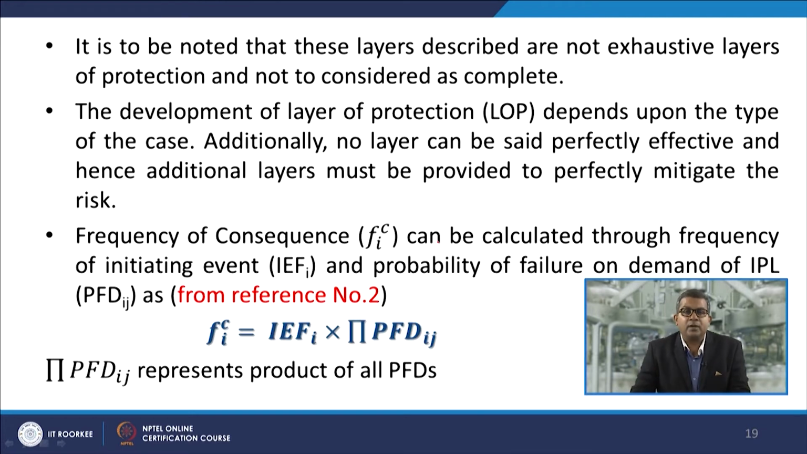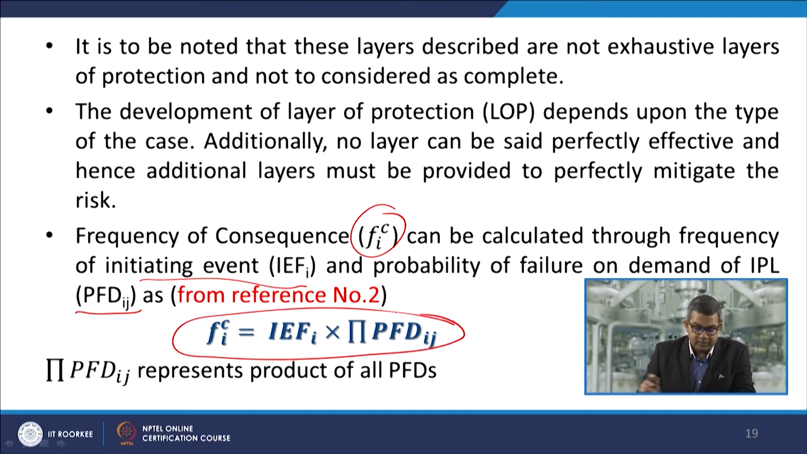So let us look at the frequency of consequences, sometimes referred to as FIC. This can be calculated through the frequency of the initiating event, that is IEF_i, and the probability of failure on demand of the IPL, that is PFD_ij. There are two events. So this can be calculated through this mathematical relation: F_i = IEF_i times the product of PFD_ij. Now this represents the product of all PFDs.